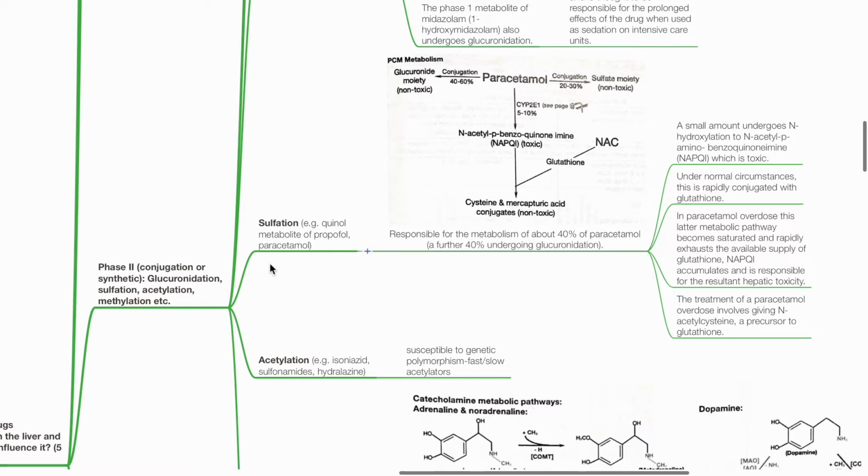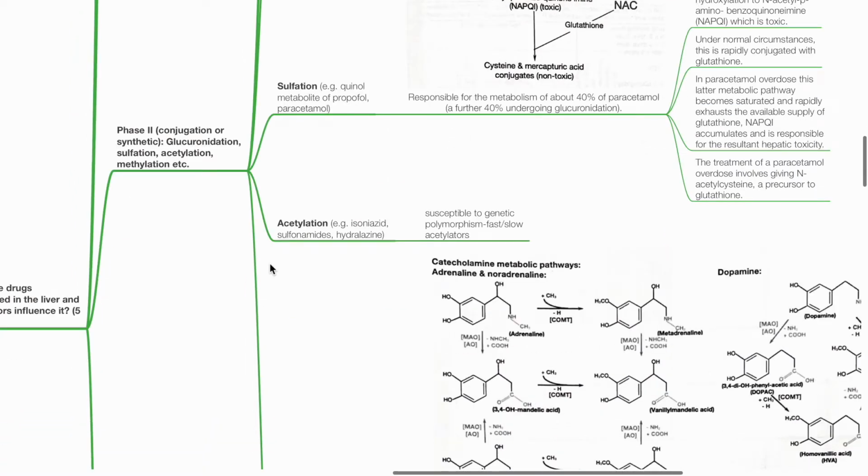Regarding paracetamol, sulfation is responsible for metabolism of about 40% of paracetamol. A further 40% undergoes glucuronidation. A small amount of paracetamol undergoes N-hydroxylation to NAPQI, which is toxic. Under normal circumstances, this is rapidly conjugated with glutathione to form non-toxic conjugates. However, in paracetamol overdose, this latter metabolic pathway is saturated and NAPQI accumulates, causing hepatic toxicity. Treatment involves N-acetylcysteine, which is a precursor to glutathione.